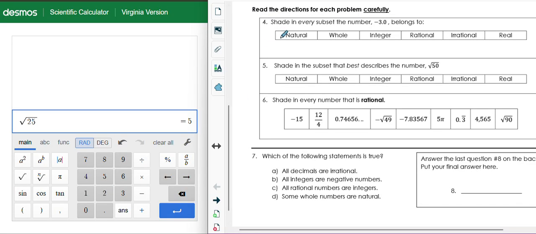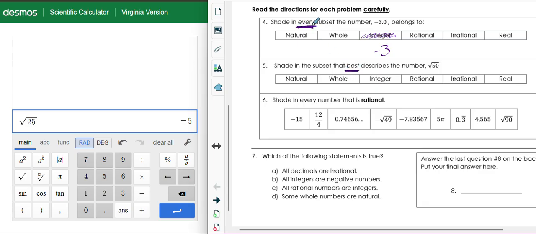All right, on number 4, we're going to shade every subset that negative 3 belongs to. So negative 3.0, actually just the way I read it the first time, that's just negative 3. The best way to say that is that that is an integer. It's a negative number, but it's not a decimal. Integer is the best spot for it.